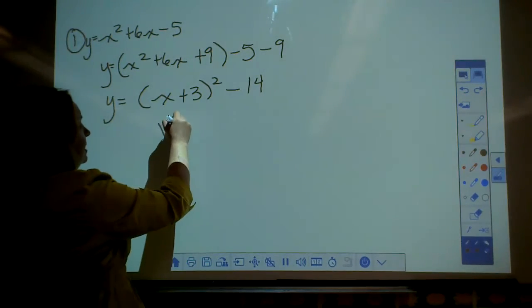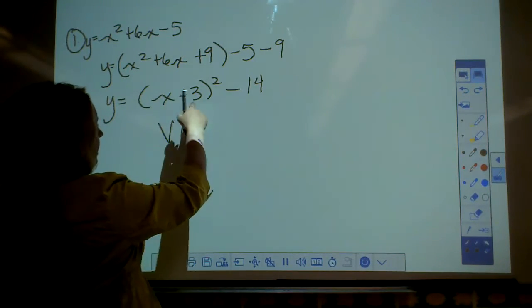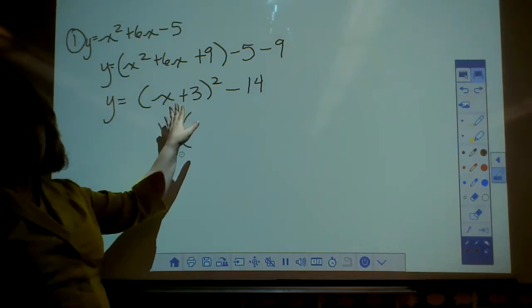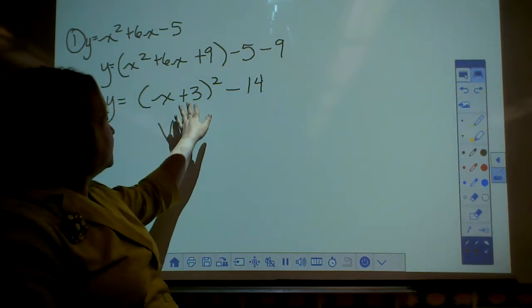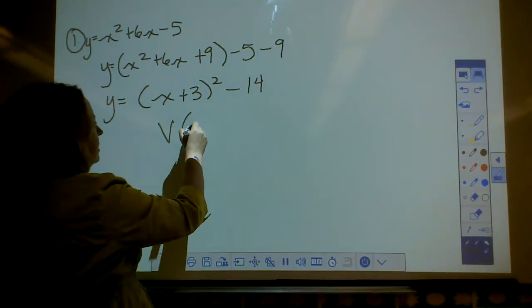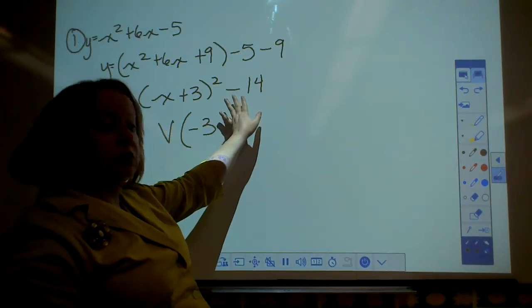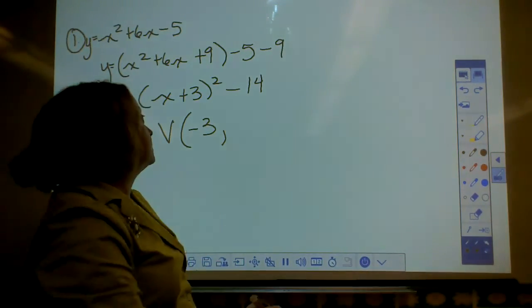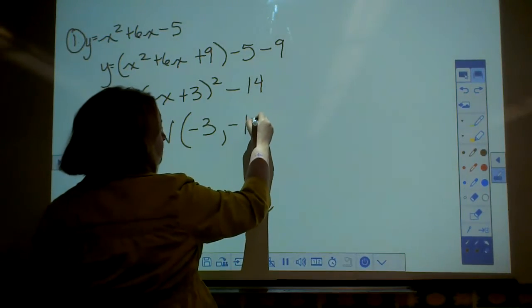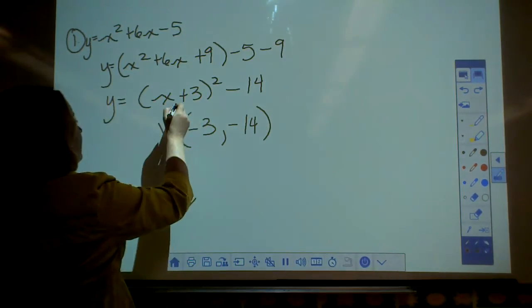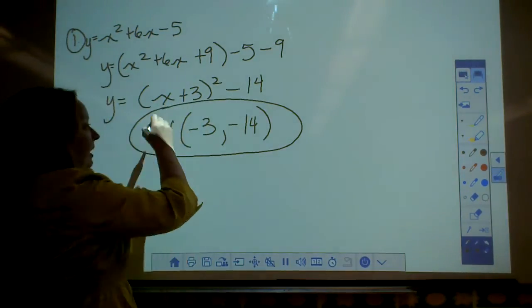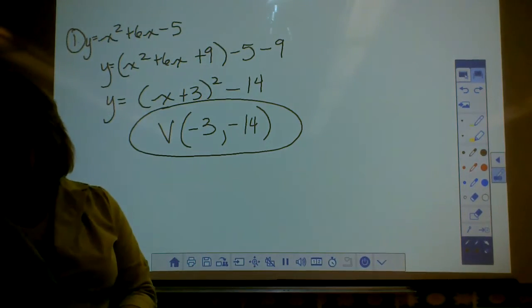So the vertex here is going to be, and it's always opposite of what you see in the parentheses, so it's going to be a negative 3. And then the y value is always going to be what the k value is, and this is minus 14. So that's how you find the vertex and get it into vertex form.